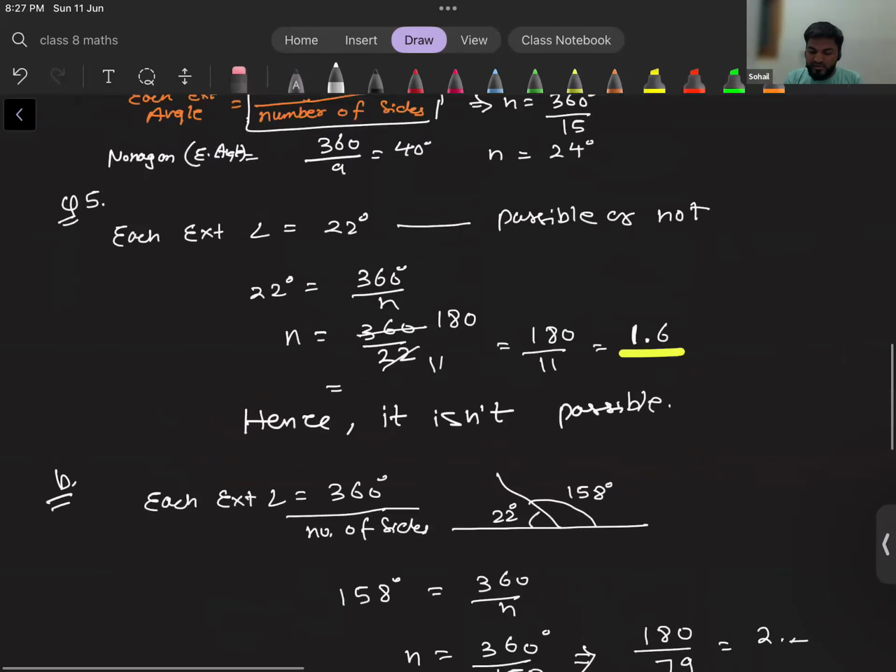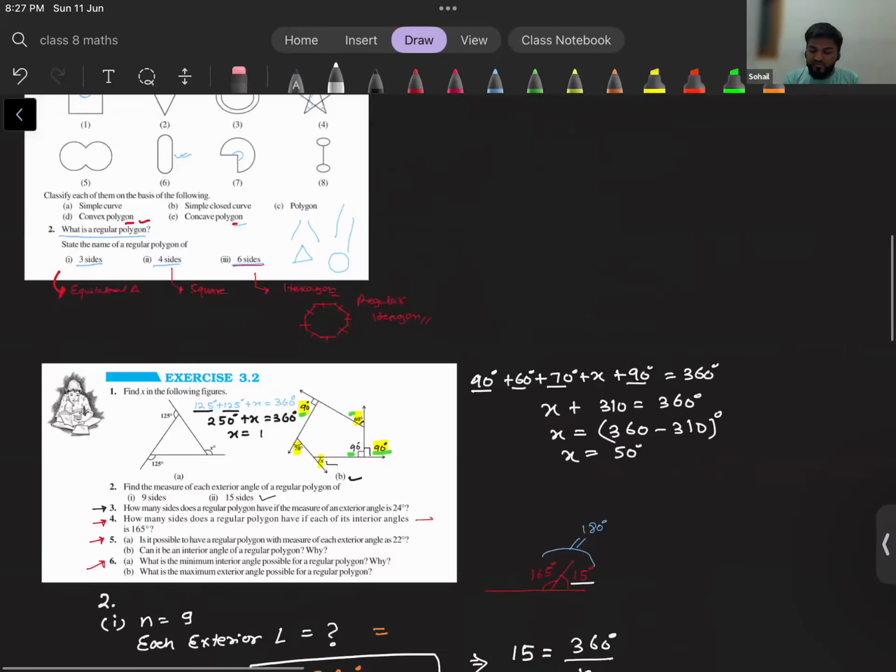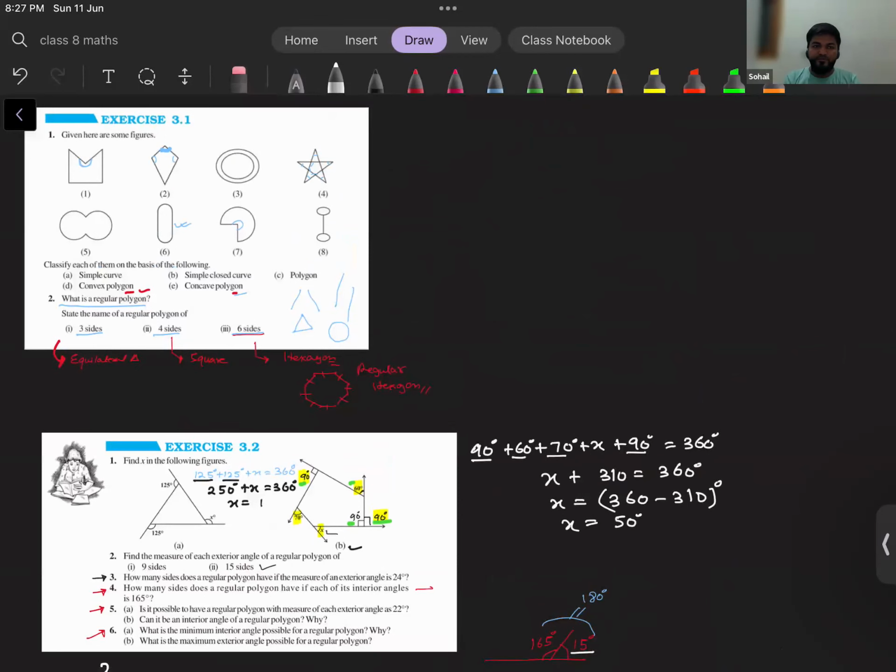Okay, with this the two exercises are completed. Any confusion so far? Day after tomorrow, your tests are going to start. In chapter number 1 and chapter number 2, and whatever we have discussed so far in this chapter, do you have any confusion?